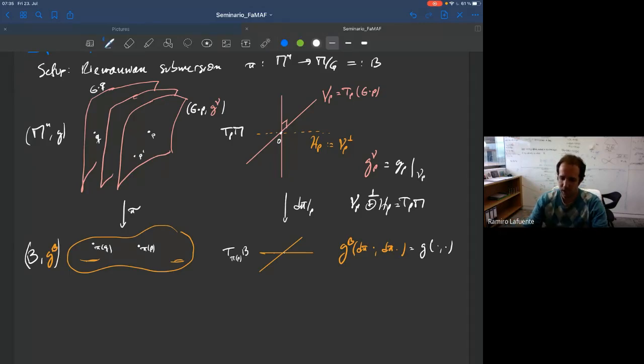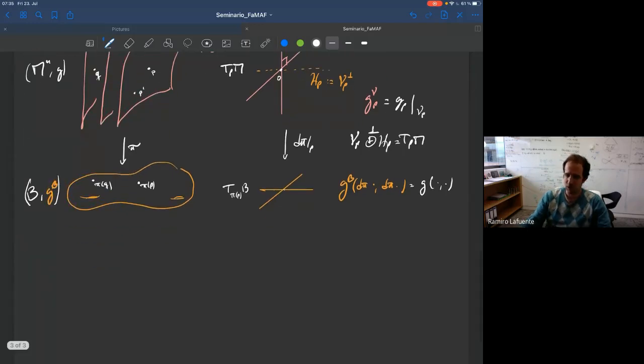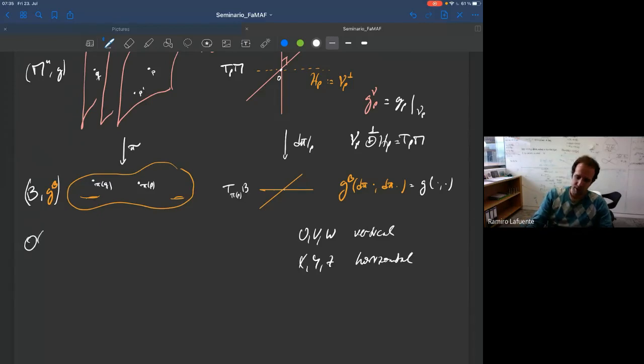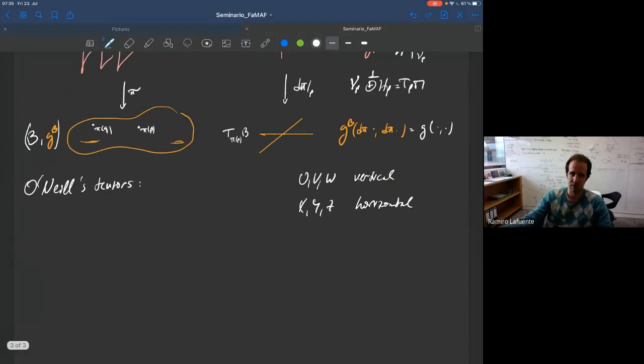And then how do you study such a Riemannian submersion? Well, let me introduce some notations. For vector fields on M which are vertical, namely tangent to the orbits, I will denote them by these letters, and I will use these letters to denote horizontal vector fields. So to study these Riemannian submersions, at least their curvature, you have to consider these two important tensors introduced by O'Neill.